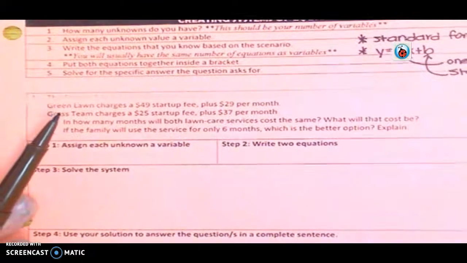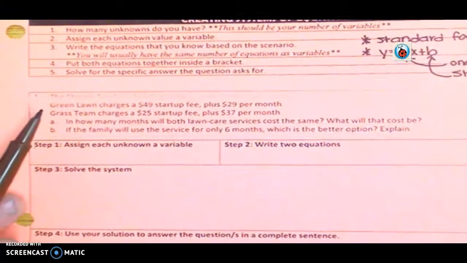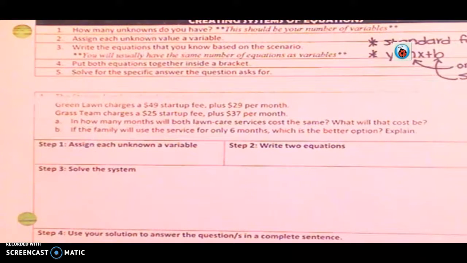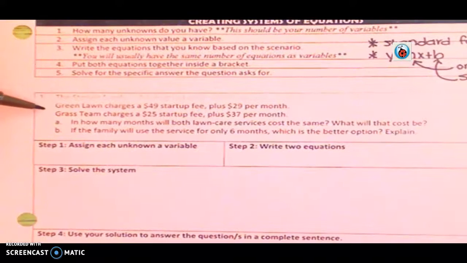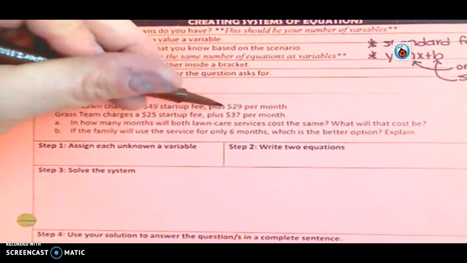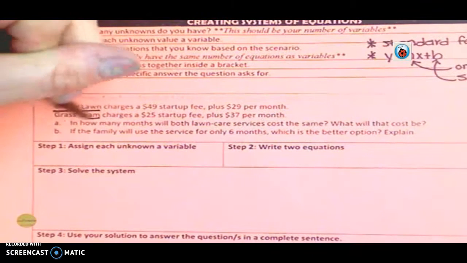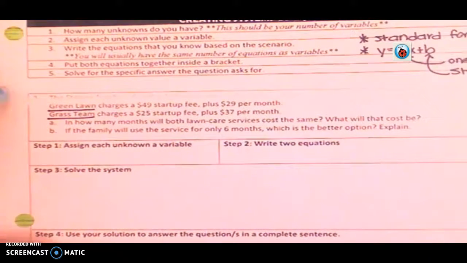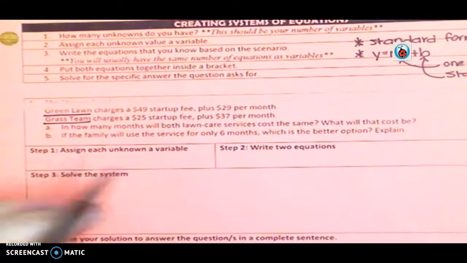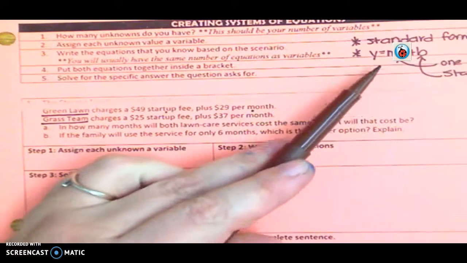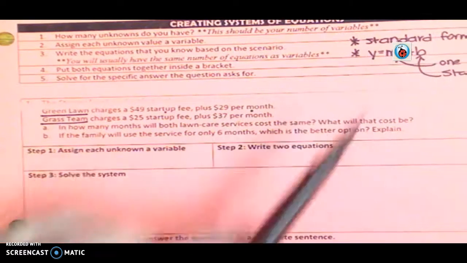Okay, all right, so here we have, I'm going to let you go ahead and pause and read this to yourself if you haven't already looked at it. I'm going to jump right in. Green Lawn charges a startup fee, $29 per month. Here you have Green Lawn and Grass Team, so we have those two situations. And now this is what I'm talking about. We see that we've got a startup fee and a rate, so that means we want to use the slope-intercept form.